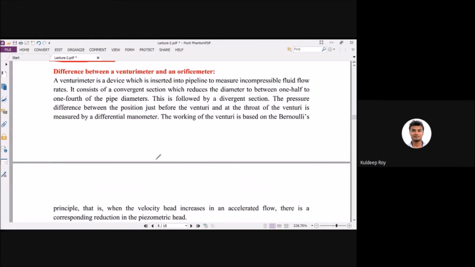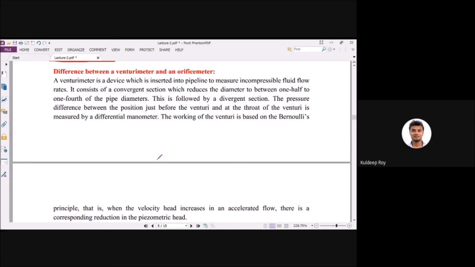Venturi is a device inserted into a pipeline to measure incompressible fluid flow rate. Incompressible means the density will be constant. It consists of a convergent section, as I already told, which reduces the diameter to between 1/2 and 1/4 of the diameter of the pipe. This is followed by a divergent section, meaning there are 3 sections in a venturi: one is the convergent section, another is the throat, and the third is the divergent section.